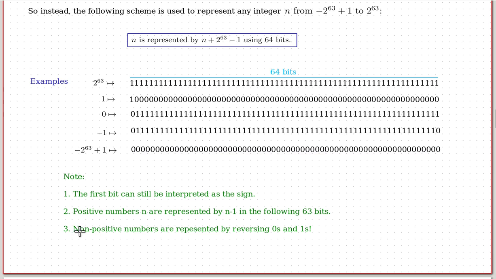This is a kind of a convenient way. This trick does make it somewhat easier to come up with a representation for negative numbers. You just represent the positive number and then reverse the zeros and ones. So I find it a helpful trick. You may not. Feel free to ignore this.